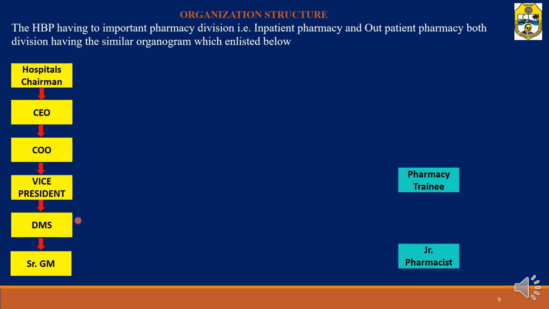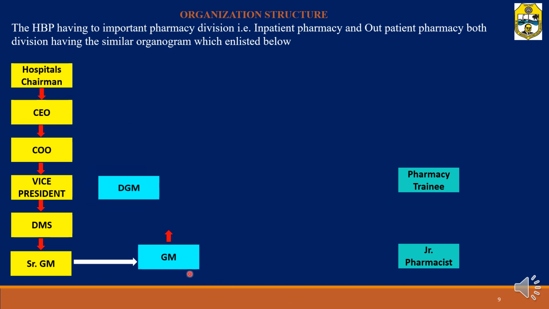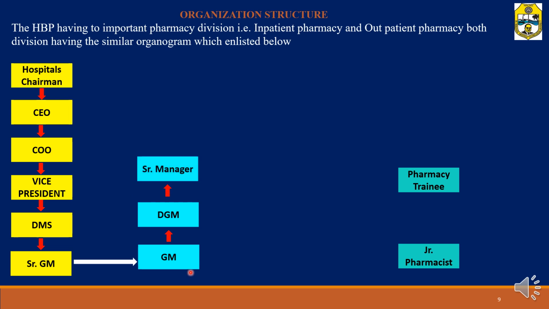Then next to the DMS, there is a senior general manager. After the senior general manager, there is a general manager. Just below the general manager, there is a DGM, the deputy general manager. Next to the deputy general manager, there is a senior manager. Next to the senior manager, there is a pharmacy manager.